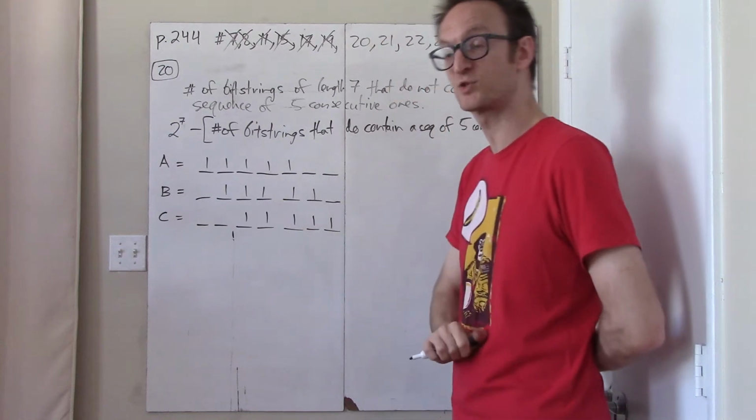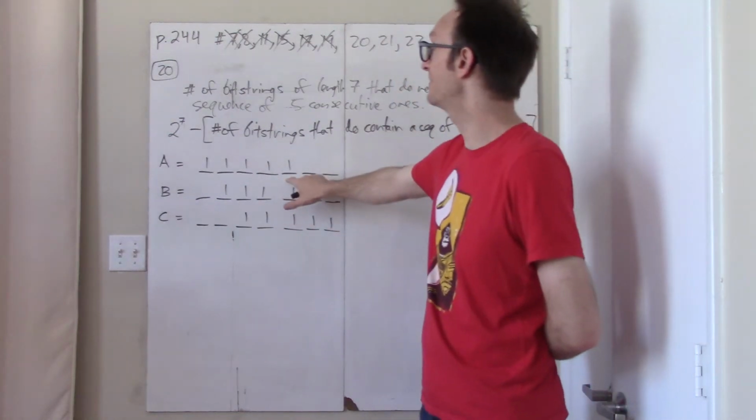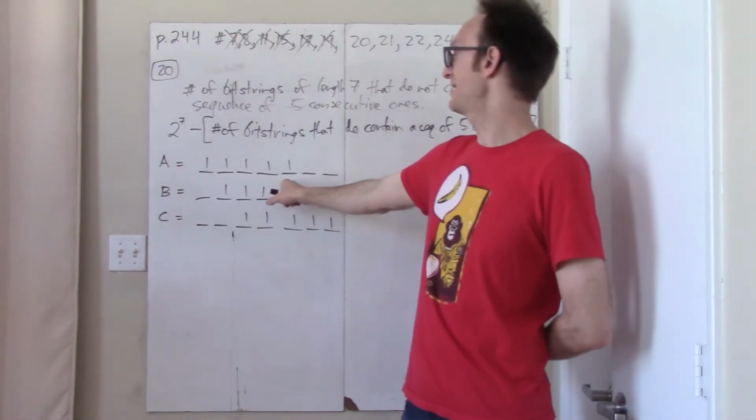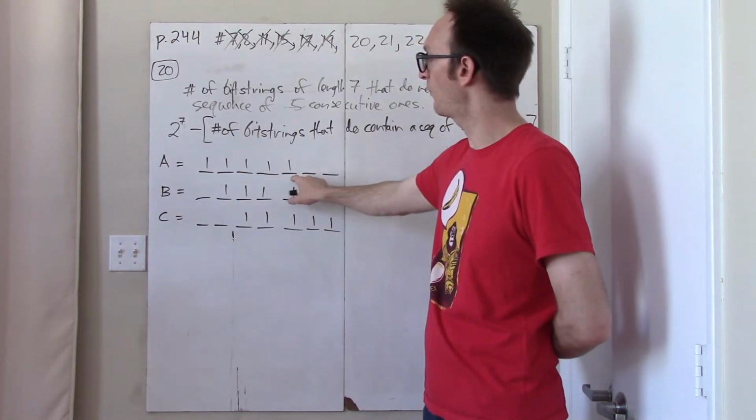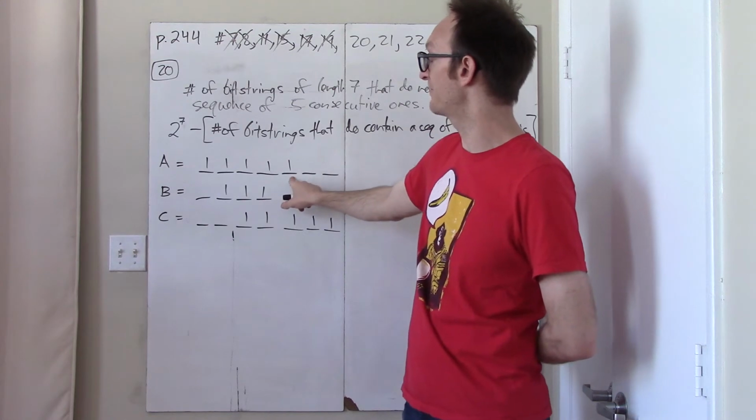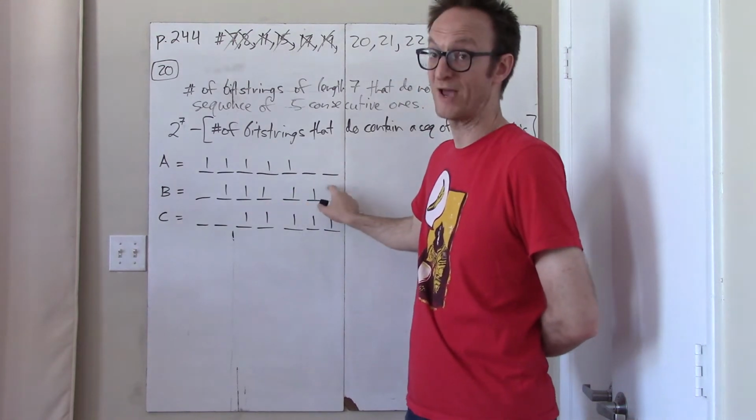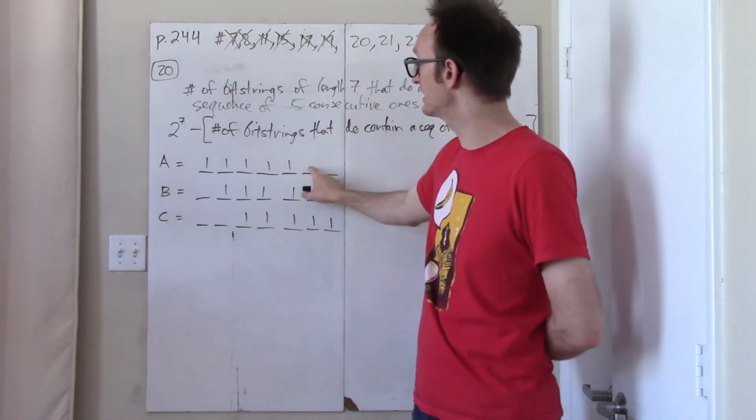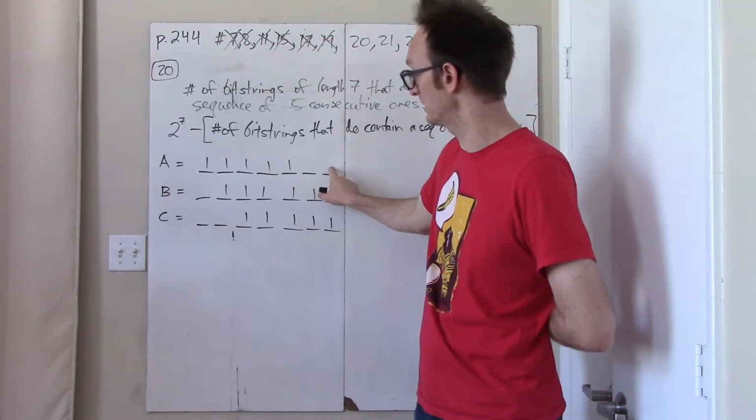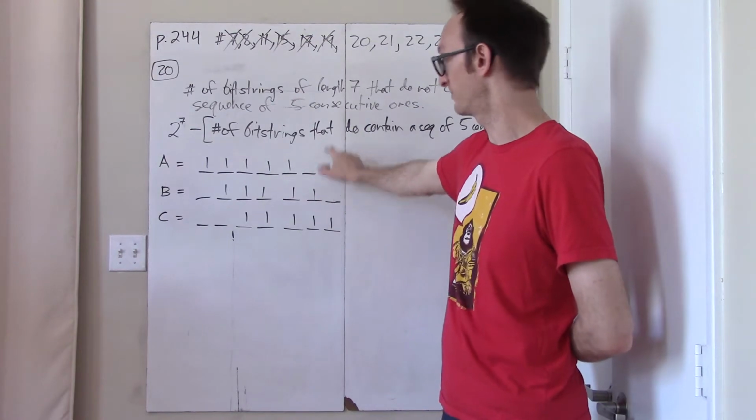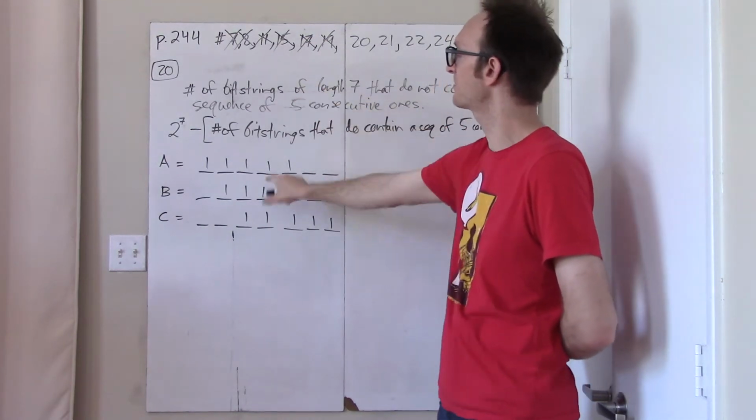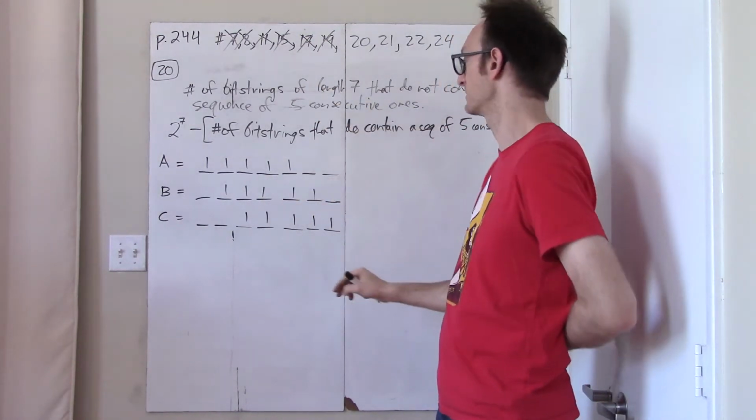The number of strings of length 7 which begin with 5 consecutive ones is pretty easy, because the first 5 have to be ones, and then once you make the first 5 characters ones, you're free to let the final 2 characters be whatever you want. This could be a 0 or a 1, and this could be a 0 or a 1. So there are precisely 4 strings of length 7 which have the property that the first 5 characters are ones.